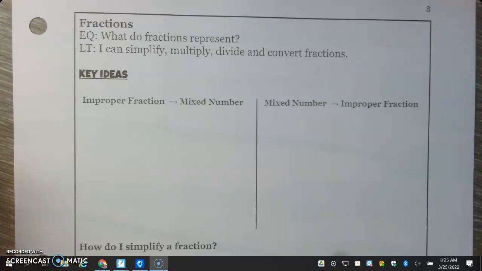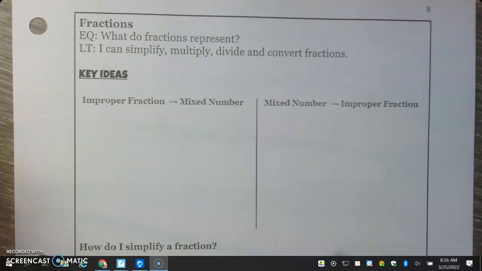First idea is going from an improper fraction to a mixed number. So make sure you've got a pencil, make sure you've got your packet, make sure you've got a calculator. If not, pause the video, get your materials. Okay, we're on page 8.